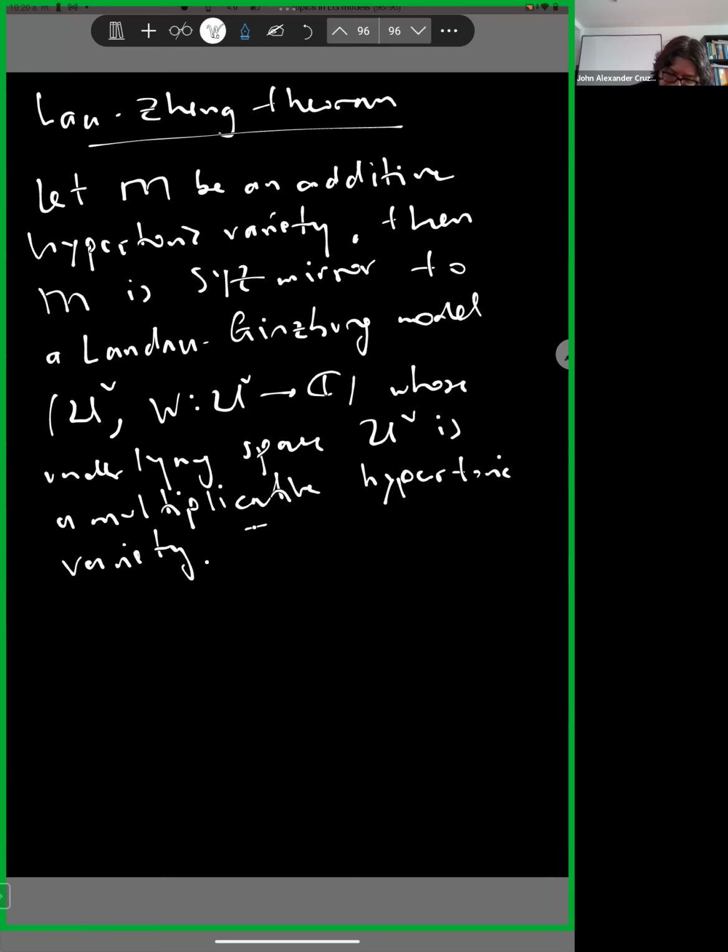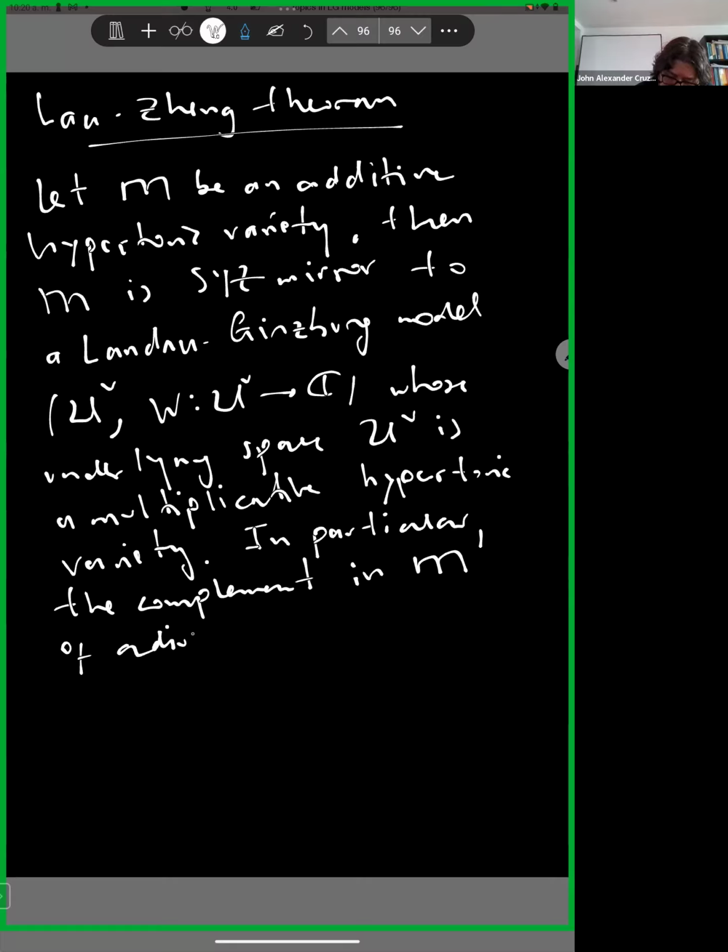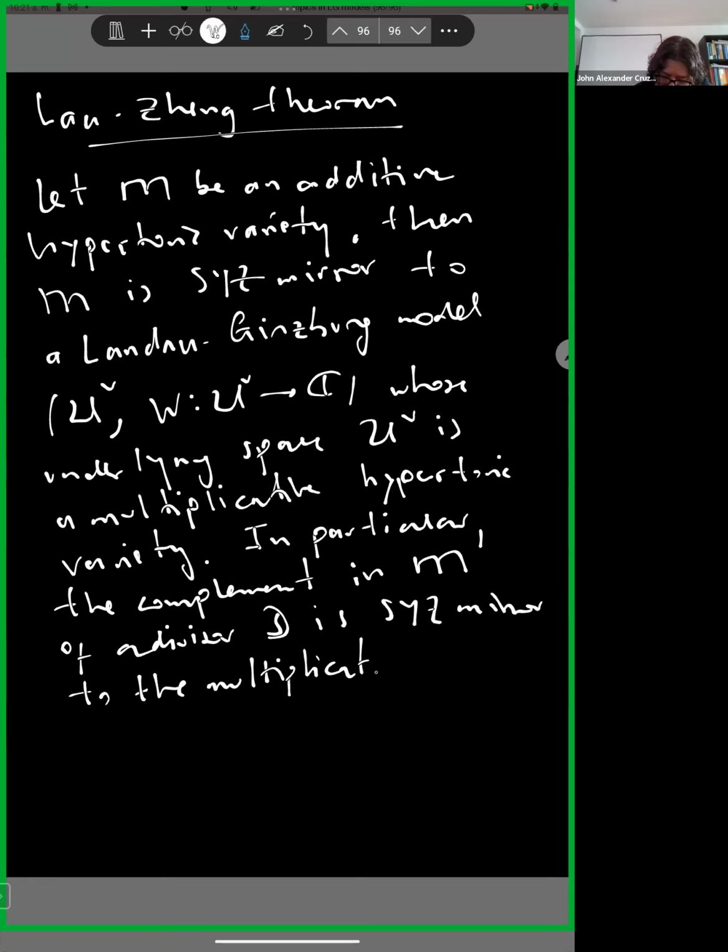So in particular, the complement in M, the additive variety of a divisor D, is SYZ mirror to the multiplicative hypertoric variety, Y check.